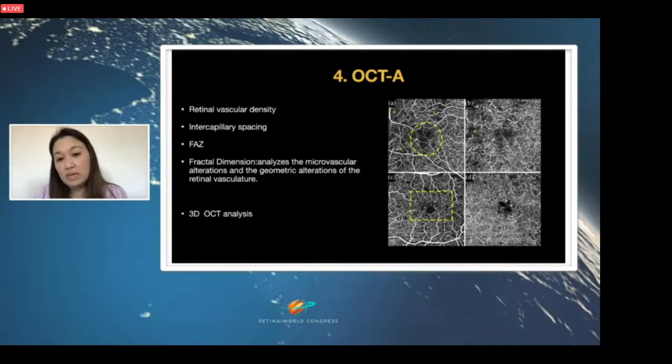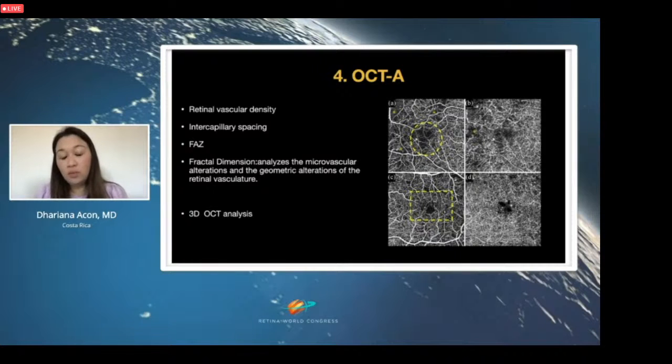You can see in image A, for example, zones of capillary dropout and intercapillary spacing, and in image D, in the deep capillary plexus, we can notice more the areas of capillary dropout. And in image C, we can see an increase in intercapillary spacing.